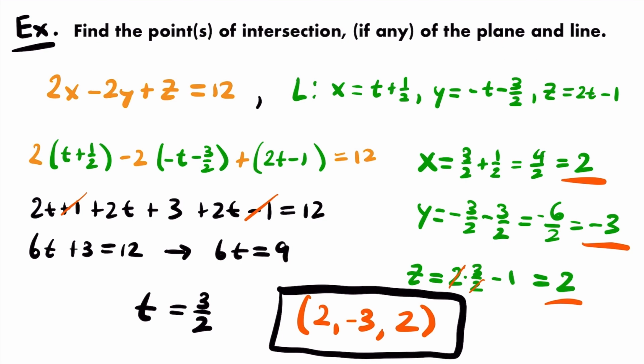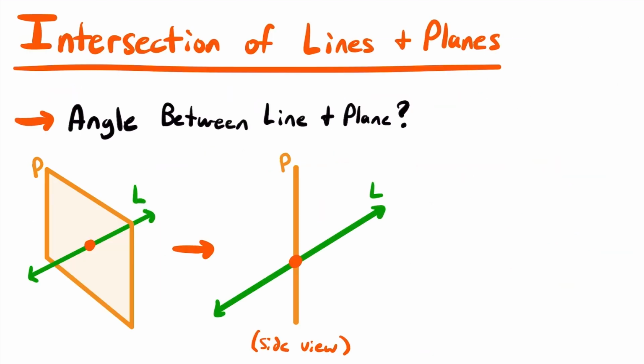But now let's talk about how we find the angle of intersection between a plane and a line. All right, because if a plane and a line intersect at one point, then there will be an angle between that plane and that line. Okay, so now that you've seen how to find the intersection between a line and a plane, now what we want to do is look at how to find the angle between the line and the plane.